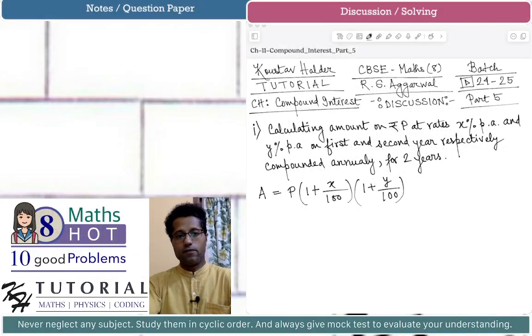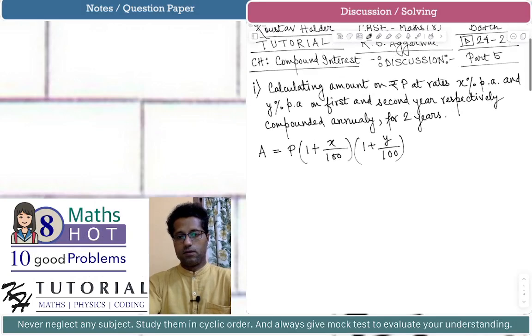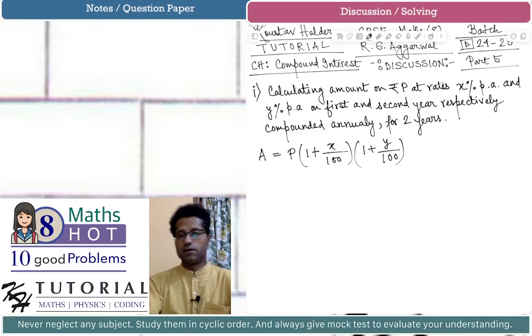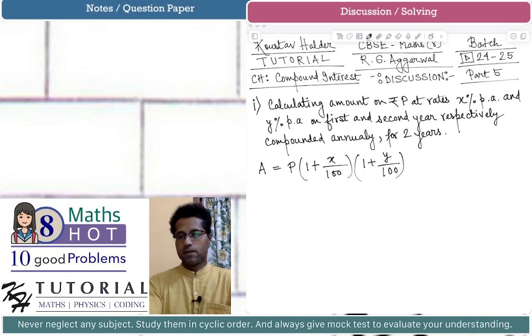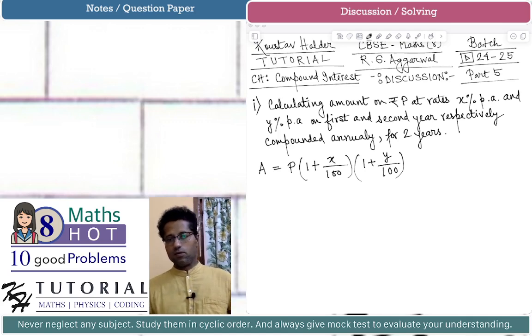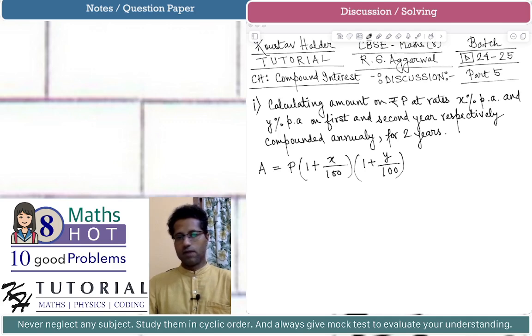Okay, so I have my very rough and incomplete notes prepared on the right hand side. So let's discuss how we calculate the compound interest when the interest is compounded annually. That is, we calculate the interest at the end of every 1 year, but the rates are different for each year. So we are calculating the amount on rupees P, where P is the original principal, at rates X% per annum and Y% per annum in the first and second year respectively, compounded annually for 2 years.